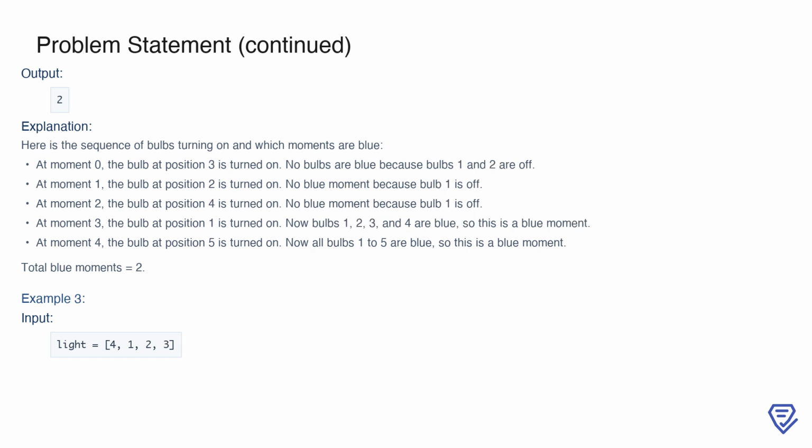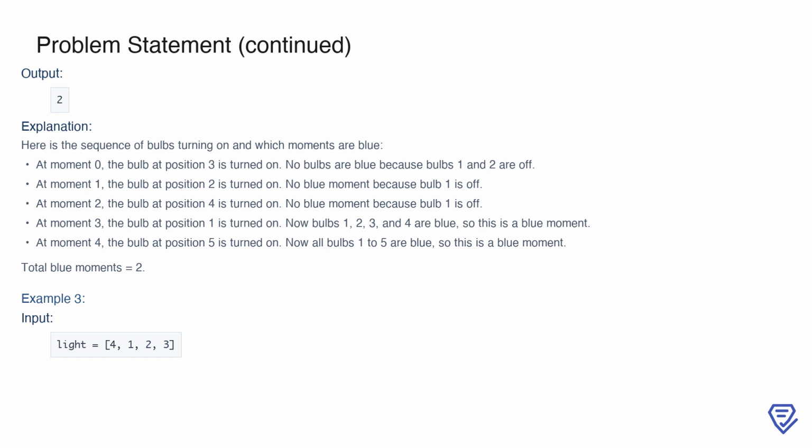Now, let's examine another example to solidify our understanding. Here, the input array is light equals [3, 2, 4, 1, 5], and the output is 2. This means there are 2 blue moments in this scenario. Let's walk through the sequence. At moment 0, the bulb at position 3 is turned on. Since bulbs 1 and 2 are still off, there is no blue moment.